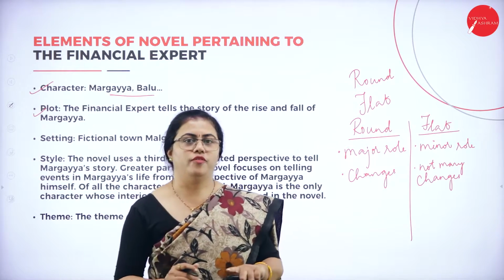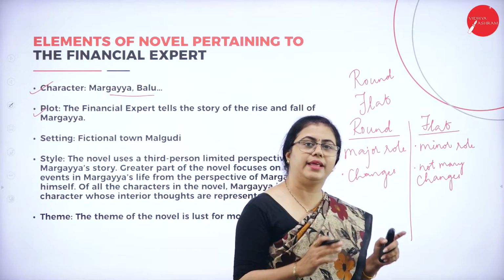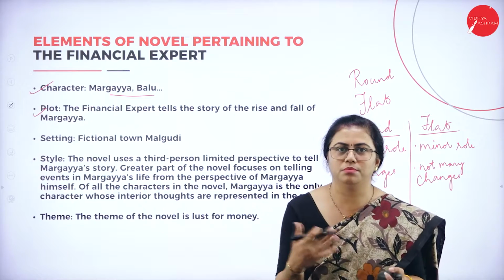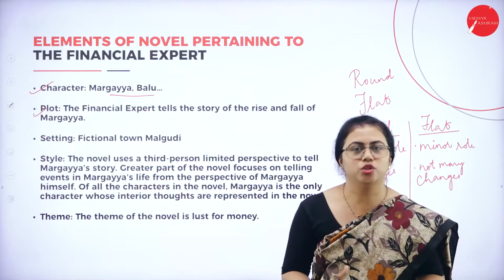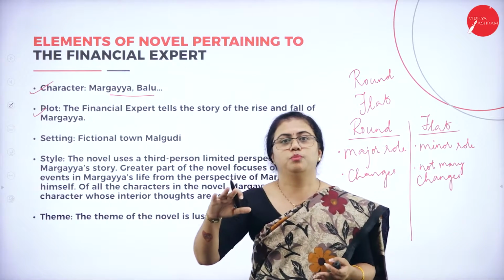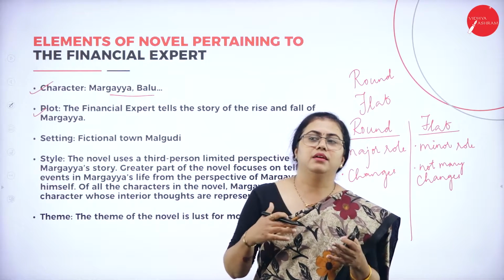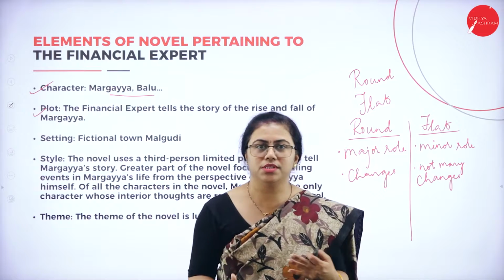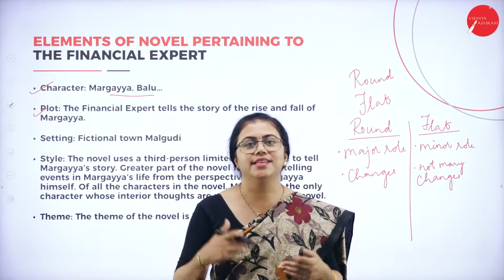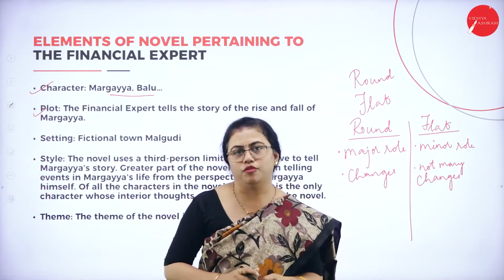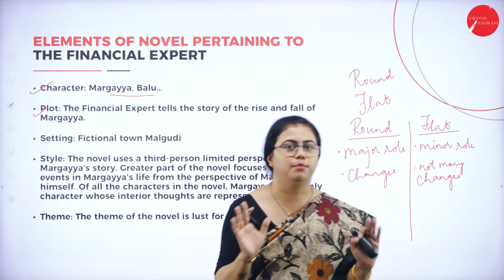In this novel, the plot is built like this. Margaya, being a helper to the people, is just a service provider to the people. He grows to become a banker, and then he comes down. He experiences some problems because of the minor characters, and it is his downfall that is seen in the second half of the novel. So this is the plot.